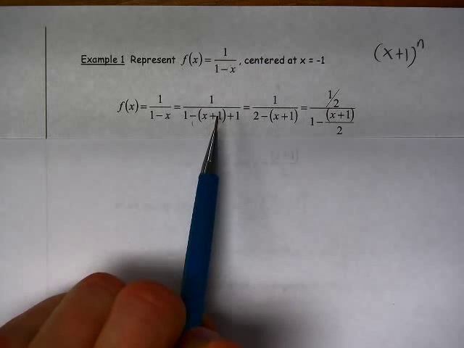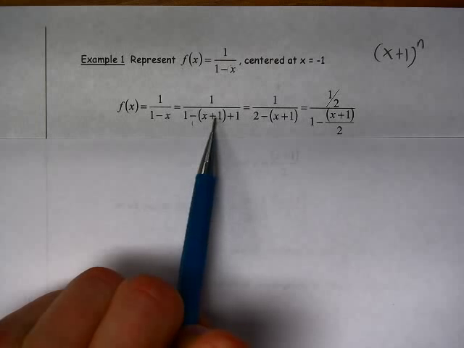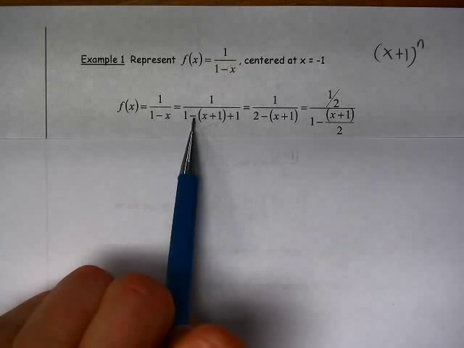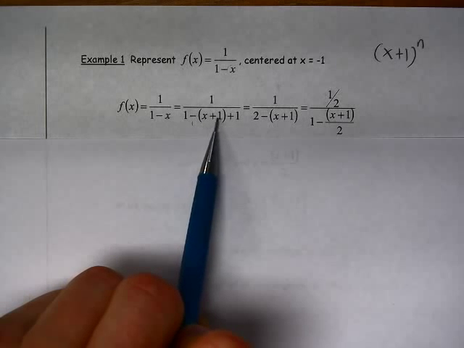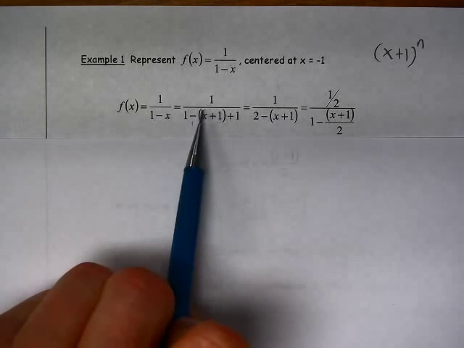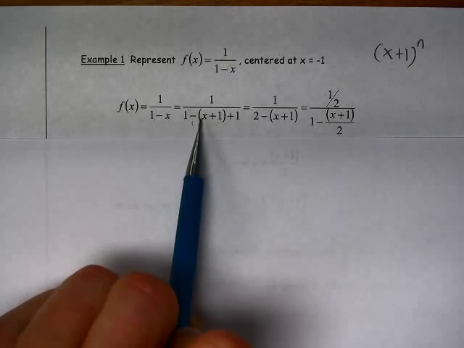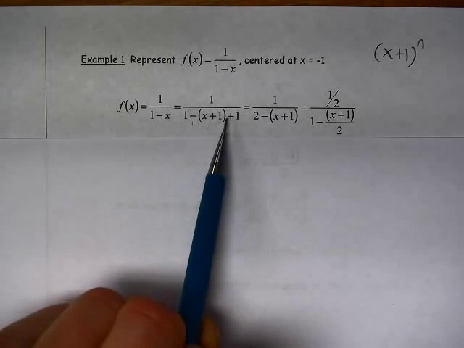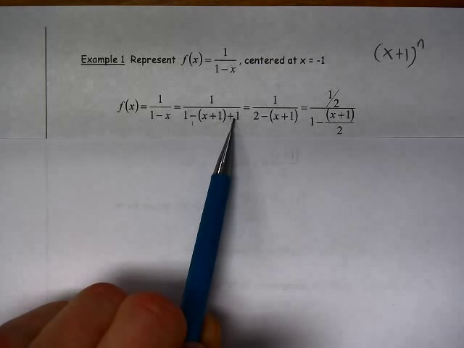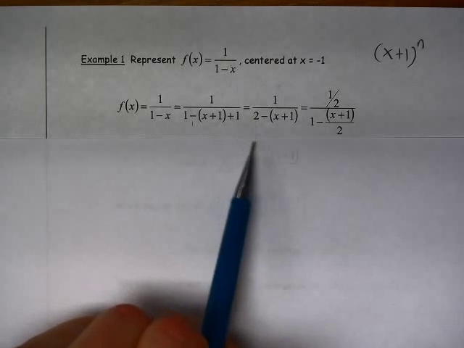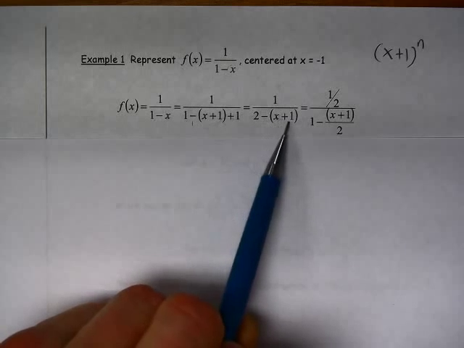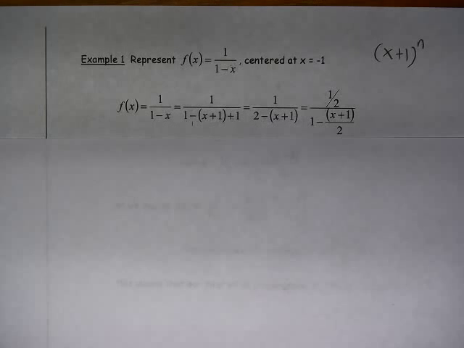Now I added a 1 in here, but since it's multiplied by this -1, by adding this 1 in the parentheses, I'm really subtracting 1 from the overall value of the denominator. So to maintain this equality, I have to add 1 to the denominator. And now that 1 and this 1 give me a 2. So I have 2 minus x plus 1 in parentheses.